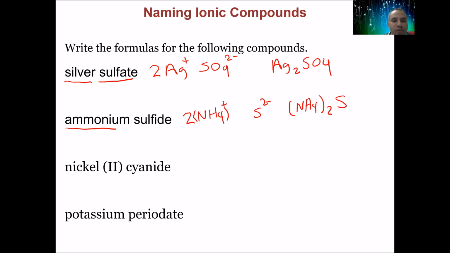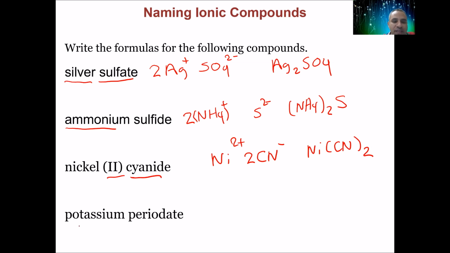Nickel(II) cyanide. Nickel has the symbol Ni, and it says II, so it's 2+. Cyanide, a polyatomic anion that has this formula here with -1. To make it neutral, you need 2 of the cyanide. So that will make the formula Ni(CN)2, with the whole CN group in parentheses multiplied by 2.